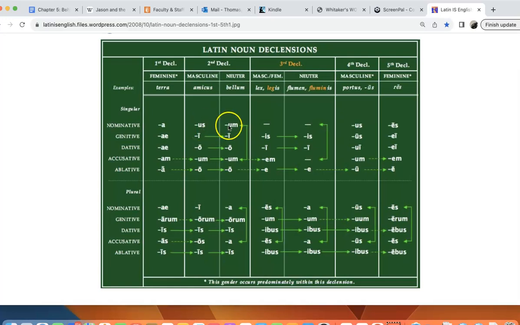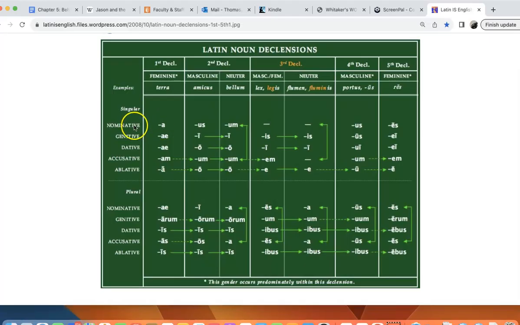Instead of -us, we have -um. Here it actually stays the same, although it's still a neuter noun. Here, instead of -i, we have -a, and instead of -os, we have -a. So once again, it's going to take a while, probably at least the entire first semester to get comfortable with this if you don't have a background in Latin.